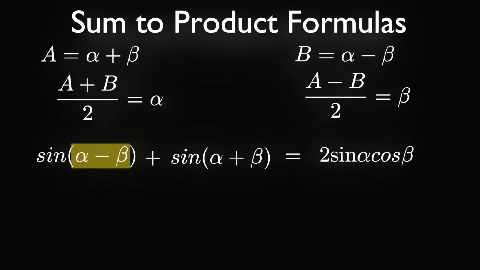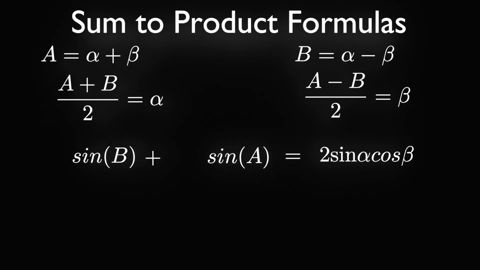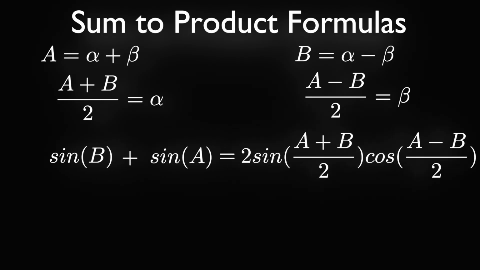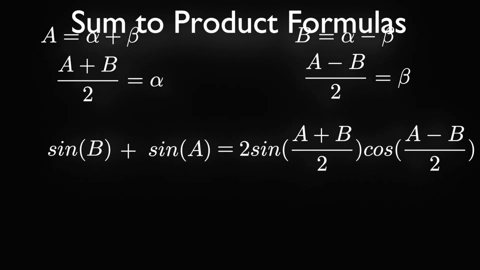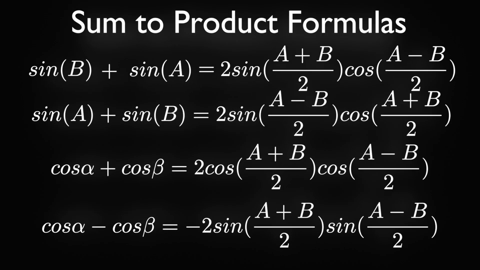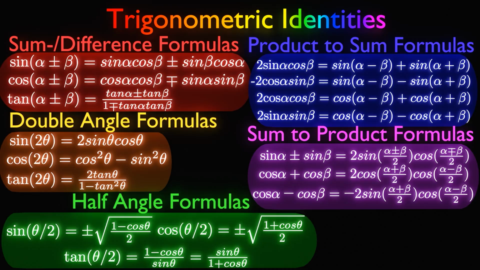This turns this angle into A and this one into B. Then we just plug these definitions of A and B into the right hand side of the equation, and we get our first sum to product formula. Repeat these steps for all the other formulas and we get this. Now finally, add those formulas to our list and we have all the identities. And remember, they were all derived from one single formula, one single proof.